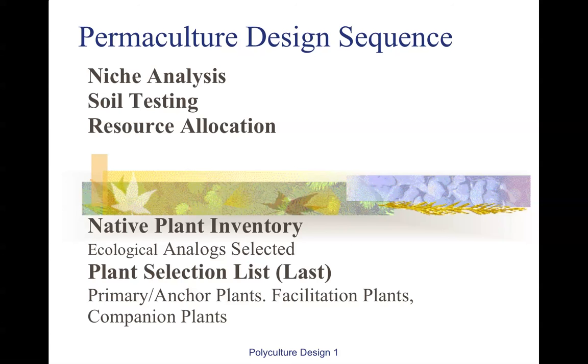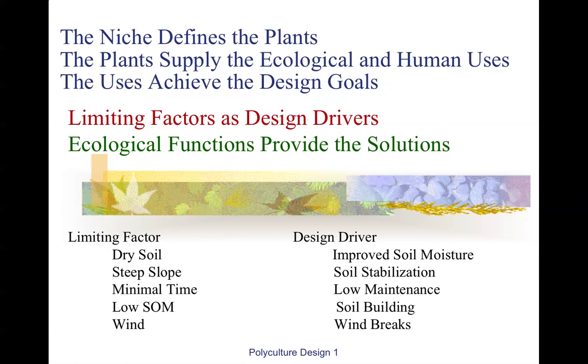We're looking for our primary and anchor plants. Once we pick out those, the larger canopy plants, overstory plants, then our facilitation plants, those that have the ecological functions. Those will be the companion plants for the others, and building our 7-layer forest garden. So we've gone through this design sequence, and now we're at the point of picking out our plants.